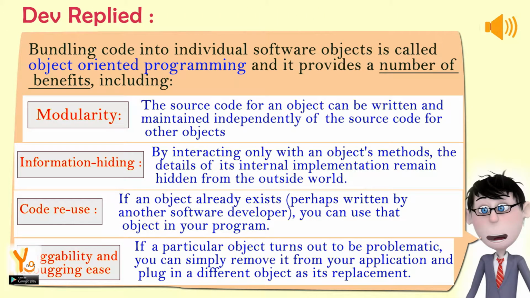Bundling code into individual software objects is called object-oriented programming, and it provides a number of benefits, including modularity, that is, the source code for an object can be written and maintained independently of the source code for other objects. Information hiding, by interacting only with an object's methods, the details of its internal implementation remain hidden from the outside world. Code reuse, if an object already exists, perhaps written by another software developer, you can use that object in your program.